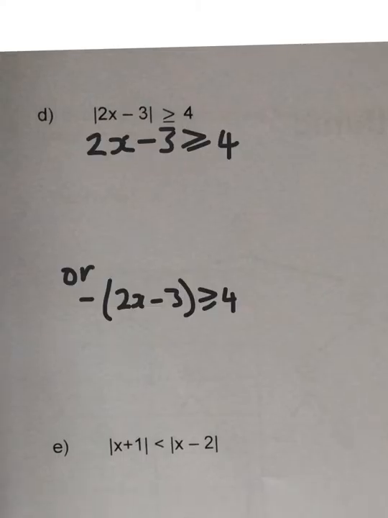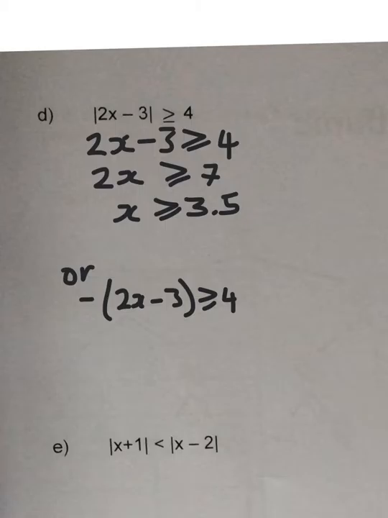Okay, so what we can see here is at the top we've got 2x minus 3 is greater than or equal to 4. That's what happens if 2x minus 3 is positive, or negative bracket 2x minus 3 is greater than or equal to 4. And if we solve the top one, as I show you here, we end up with x is greater than or equal to 3.5. It's relatively straightforward, just normal algebra, nothing complicated there.